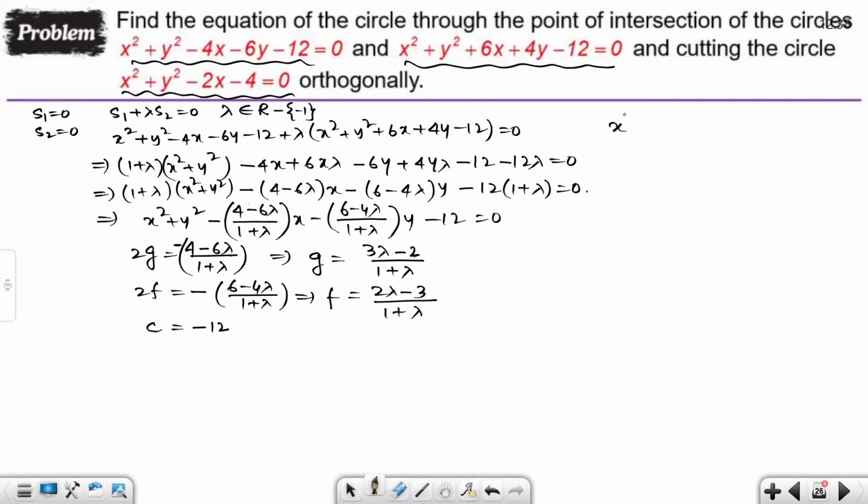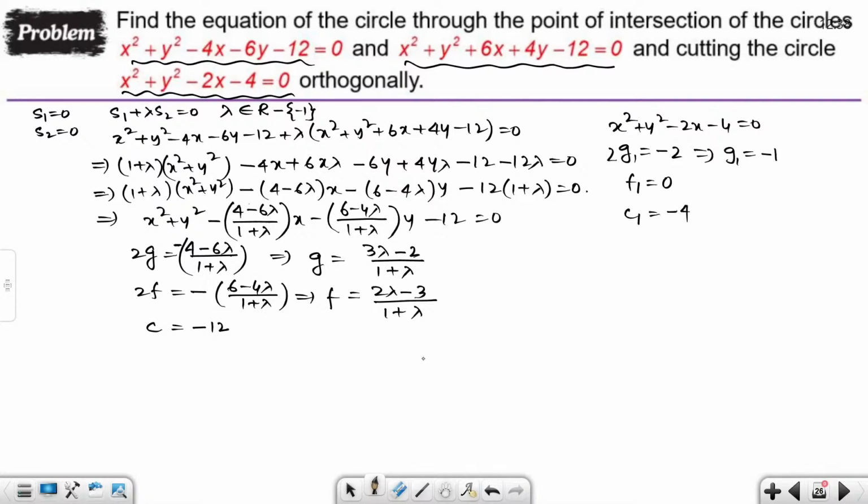Now this circle is cutting this circle orthogonally. Now my first thing is, what is your g1 here? 2g1 is basically minus 2. That gives us g1 is minus 1. Please be careful, see how I am considering my g1 and f1, as I have already repeated in the previous sum. So g1 is minus 1 in this case, your f1 in this case is 0, and your c1 in this case is minus 4.